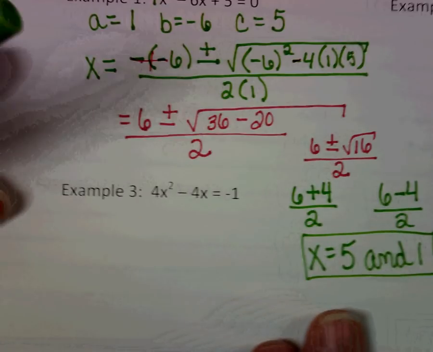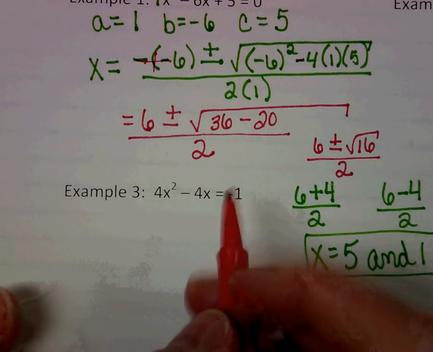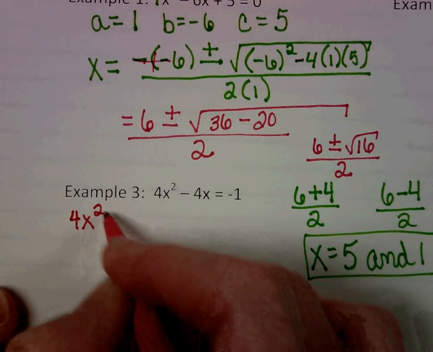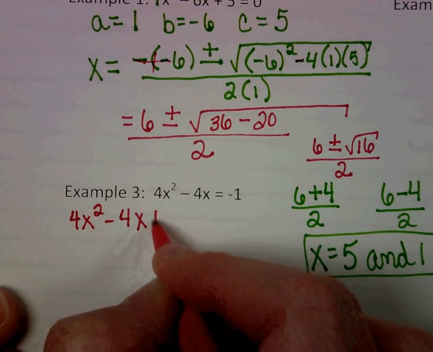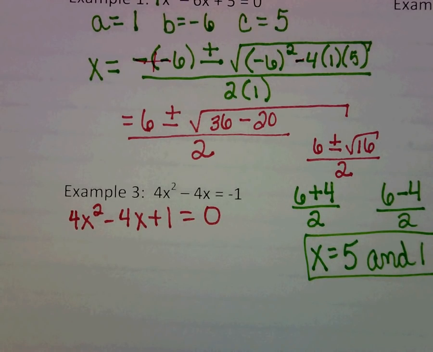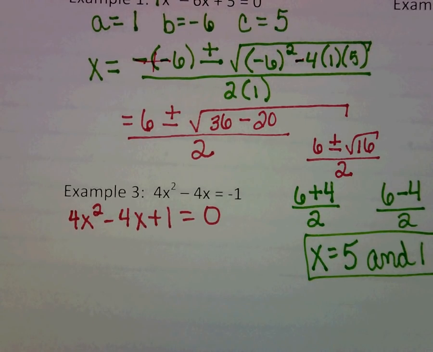Okay, in this last example, it is not in standard form. So we need to move the -1 over so that it's +1 equals 0. And now I'm ready to go. I'm going to encourage you right now to maybe stop this video, see if you can identify your A, B, and C, and plug it into the quadratic formula and get the same answer that I got.